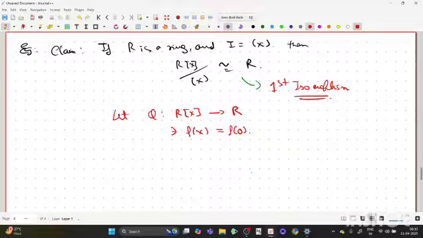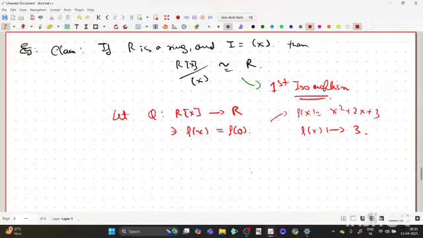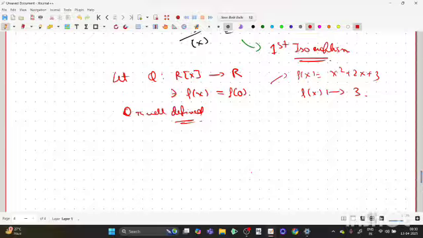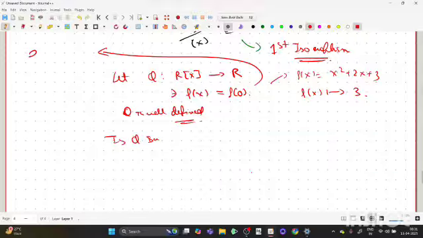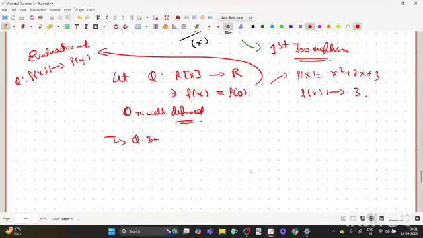So I'm just evaluating every element at the 0 element. For example, if my f of x is x square plus 2x plus 3, then f of x will get mapped to just 3. Clear? You can observe that phi is a well-defined map. You can check on your own. Now, is phi surjective? Such maps are basically called evaluation maps. Maps of the form phi taking any polynomial and evaluating it at some element is called an evaluation map.